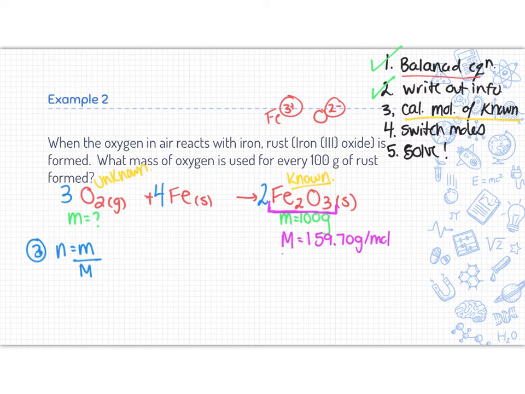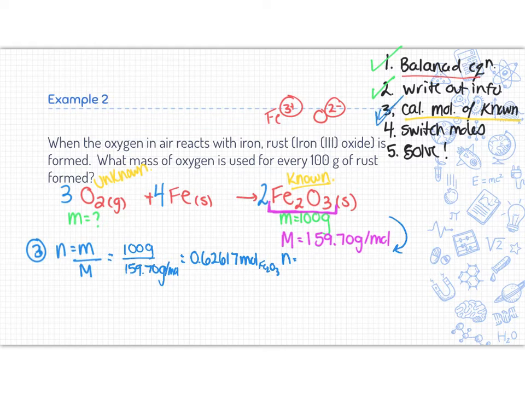All right, so let's put that into our equation. We're going to calculate the moles of our known. So 100 grams divided by 159.70, and we get 0.62617 moles. And that is of iron 3 oxide. Okay, so we have now calculated the number of moles that 100 grams of iron 3 oxide represents. So we are done step 3.